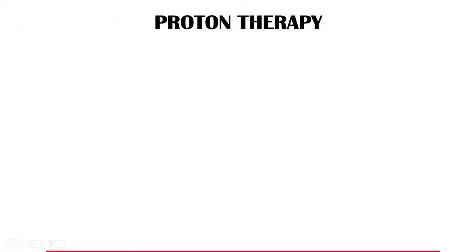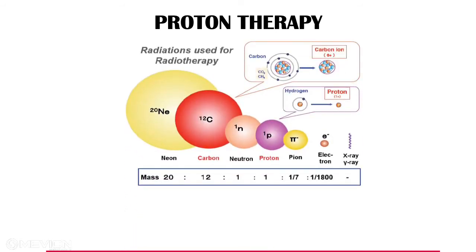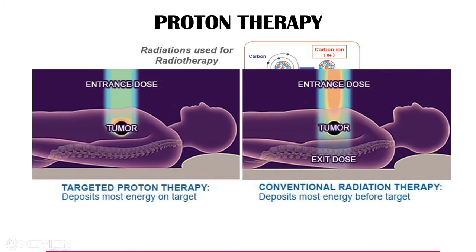Now we have come across protons. What is a proton? A proton is an ionizing particle with a mass of 1, seen in this picture here. Protons have certain radiophysics characteristics, so we can see the implementation shown in this image.